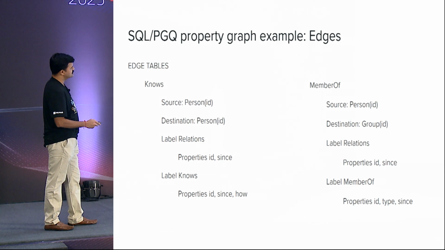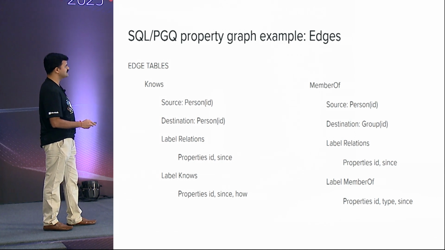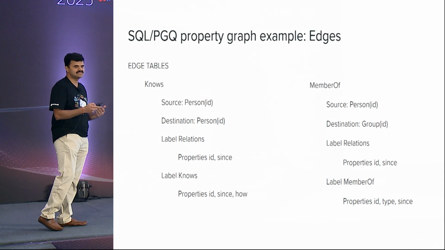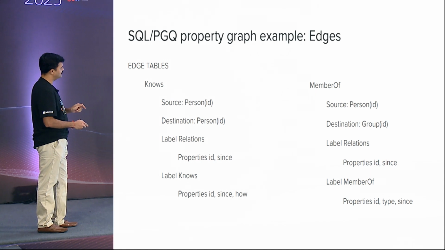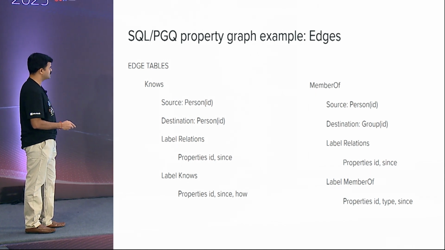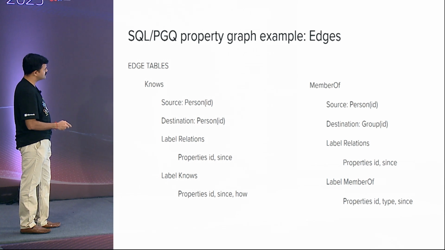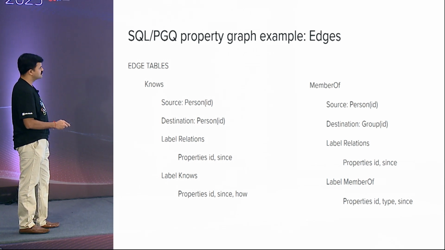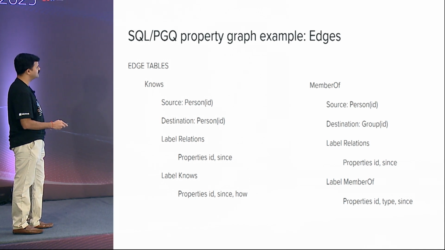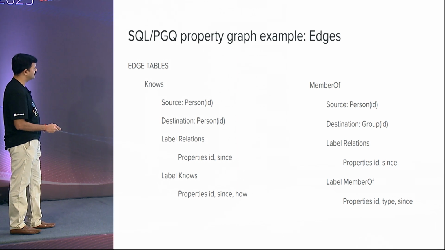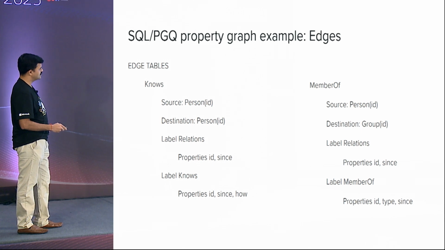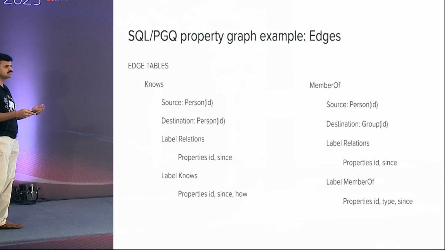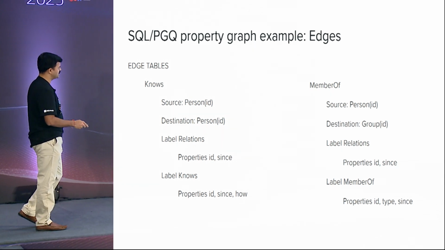And this edge has two labels. One is relations, because it's a general type of relation. But it also has another label, knows, which is a specific type of relation. And you will see these two labels expose different properties. The first label, relations, exposes ID for that relation, and then since, which is actually the attribute. And then knows exposes ID, since, and how, I mean, how these two people came to know each other, that information.